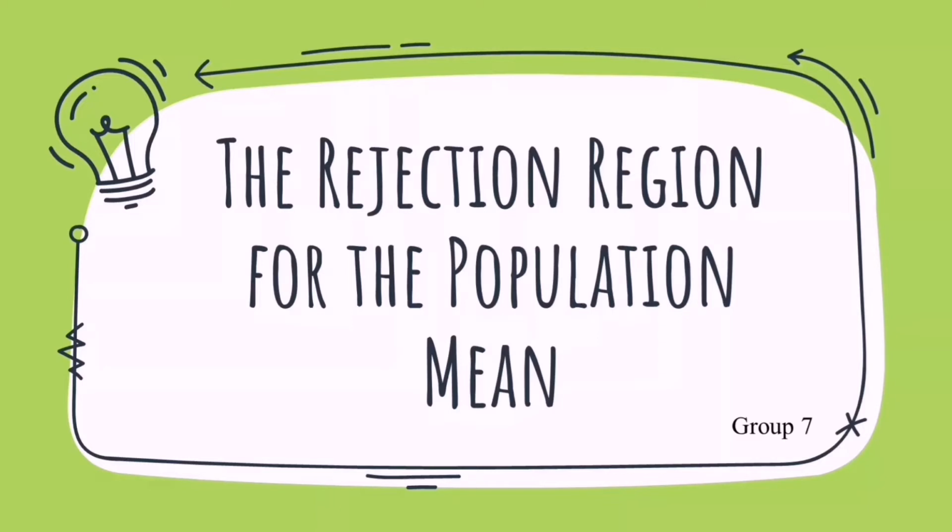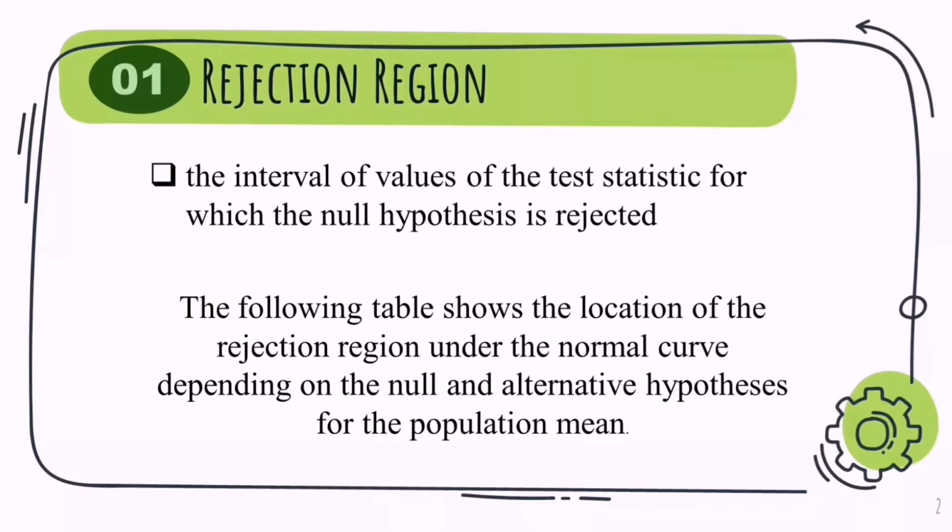Rejection region for the population mean. Number 1. Rejection region. The interval of values of the test statistic for which the null hypothesis is rejected. It is the set of all values of the test statistic that would cause us to reject the null hypothesis. This area is defined by the critical value. The following table shows the location of the rejection region under the normal curve, depending on the null and alternative hypothesis for the population mean.